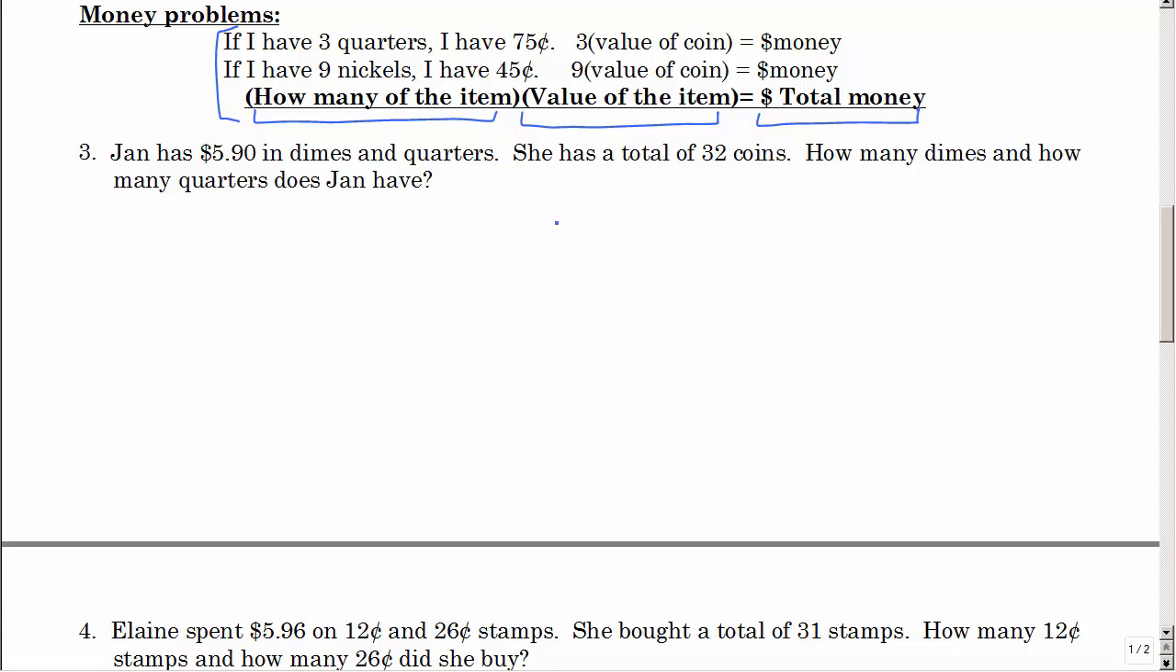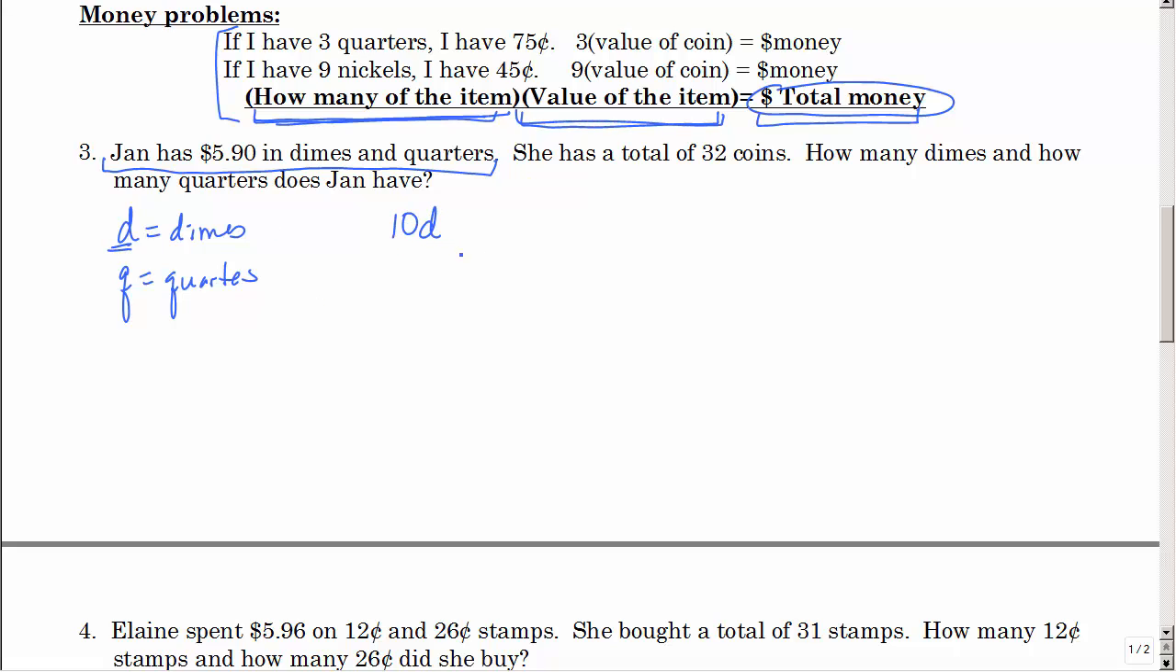Well, we need two variables. How about D for dimes and Q for quarters? Jan has $5.90 in dimes and quarters. If you just put D plus Q is $5.90, that's wrong, because I have to know how much money she has. So you have to multiply the value, how many of the item, times the value. So D is worth 10 cents. Q is worth 25 cents. So this is how much money Jan has. And so I'm using cents, so I'm taking out that decimal.